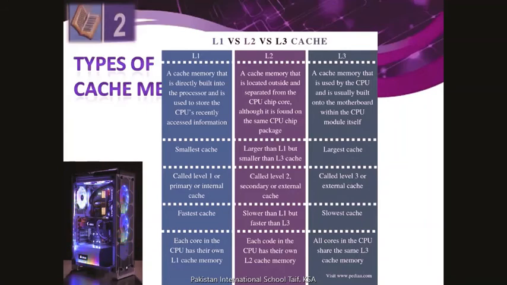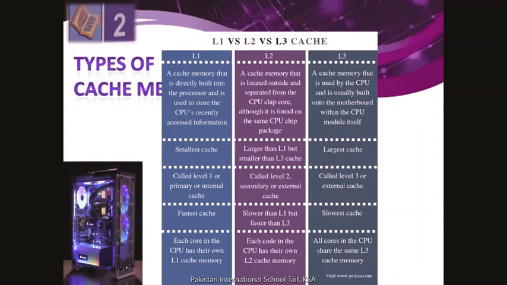And level 2 cache memory is located outside and separate from the CPU chip core, although it is found on the same CPU chip package. And level 3 is a cache memory that is used by the CPU, and it is usually built onto the motherboard within the CPU module itself. The level 1 cache is the smallest cache, level 2 cache is larger than L1 but smaller than L3, and L3 cache is the largest cache.